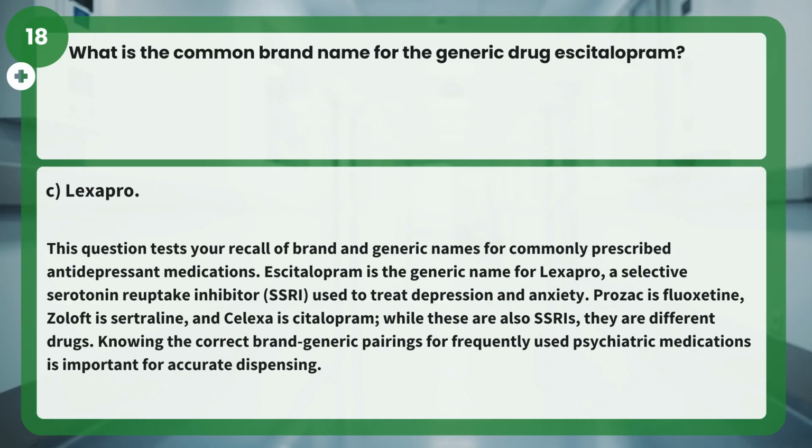Answer: C. Lexapro. This question tests your recall of brand and generic names for commonly prescribed antidepressant medications. Escitalopram is the generic name for Lexapro, a selective serotonin reuptake inhibitor, SSRI, used to treat depression and anxiety. Prozac is fluoxetine, Zoloft is sertraline, and Celexa is citalopram. While these are also SSRIs, they are different drugs. Knowing the correct brand-generic pairings for frequently used psychiatric medications is important for accurate dispensing.